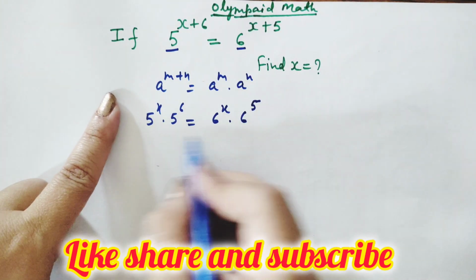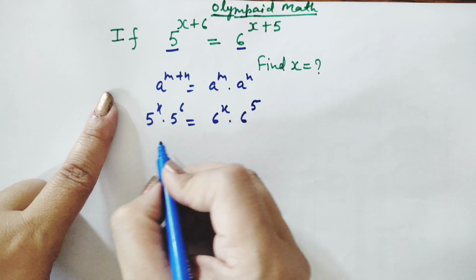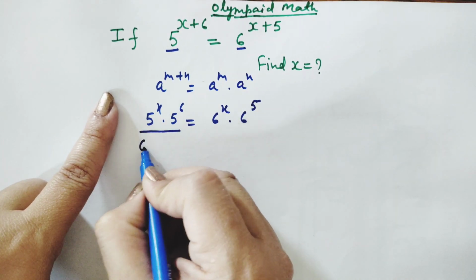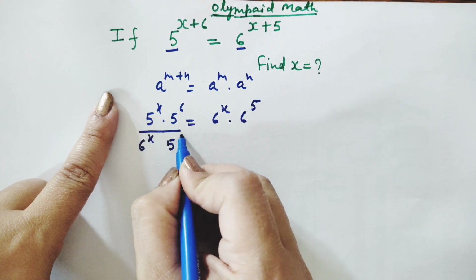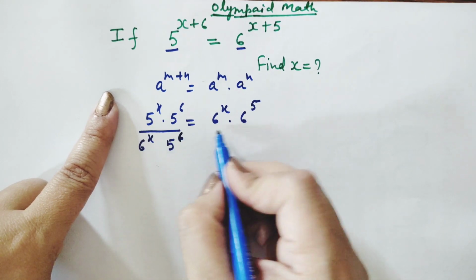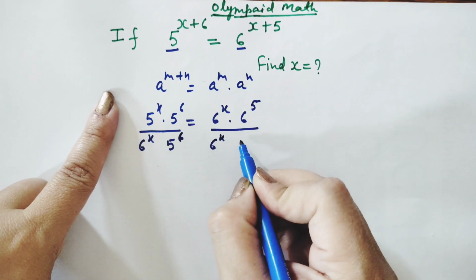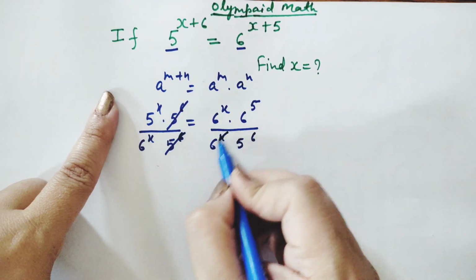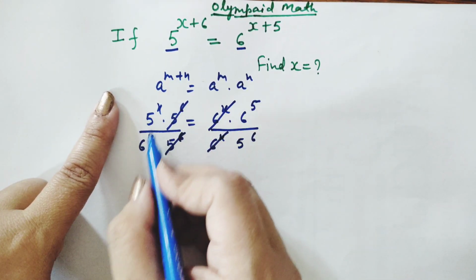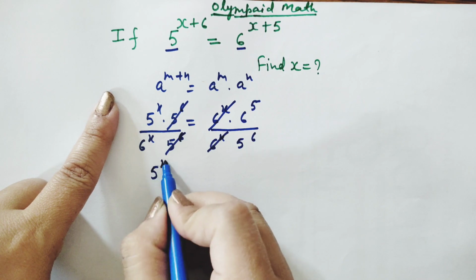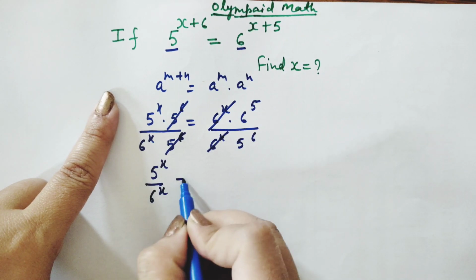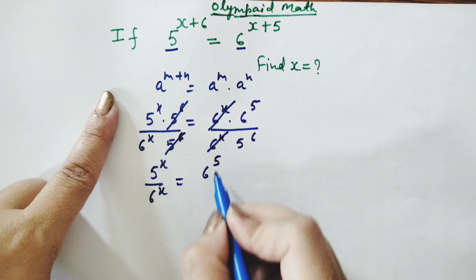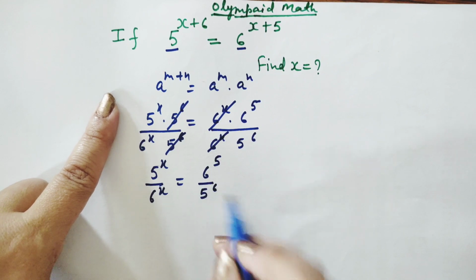Now we will divide both sides by 6 raised to the power x and 5 raised to the power 6. So both sides we will divide by the same numbers. Now it will cancel out here and here it cancels out. So the remaining part is 5 raised to the power x upon 6 raised to the power x equals 6 raised to the power 5 upon 5 raised to the power 6.